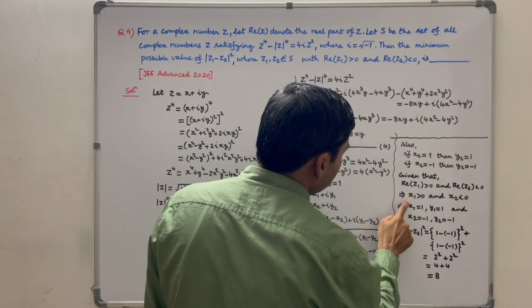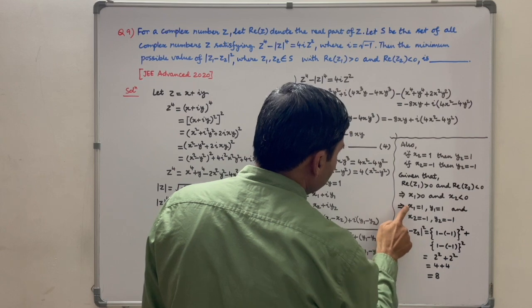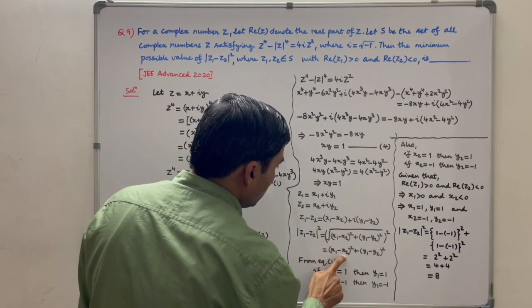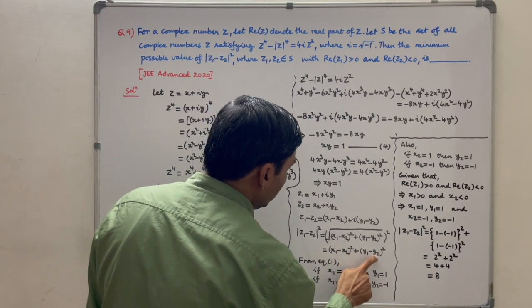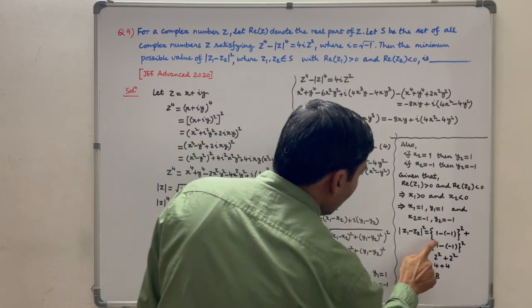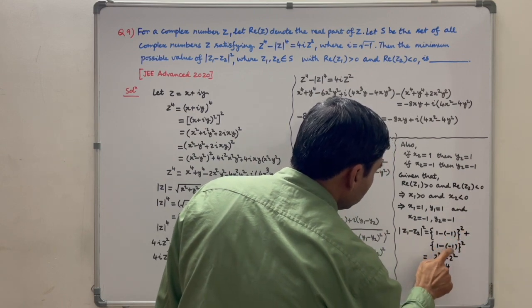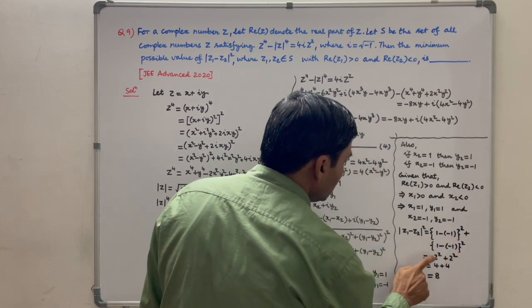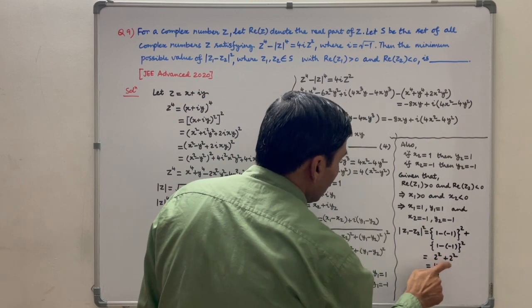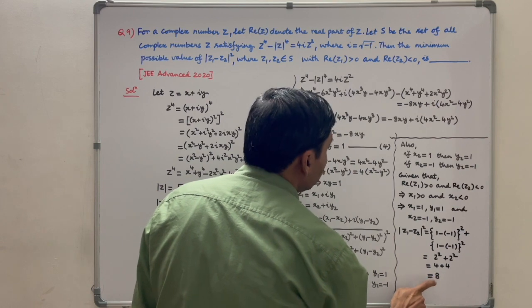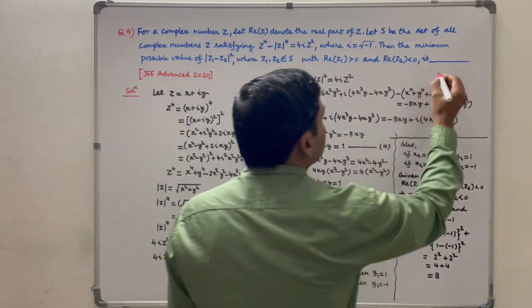So these are our desired values. We will put these values here. So we get (x1 minus x2) whole square plus (y1 minus y2) whole square as (1 minus minus 1) whole square plus (1 minus minus 1) whole square, and that is 2 square plus 2 square, or 4 plus 4, and that is 8. So our answer is 8. We will fill 8 here.